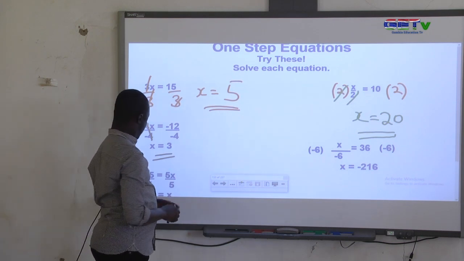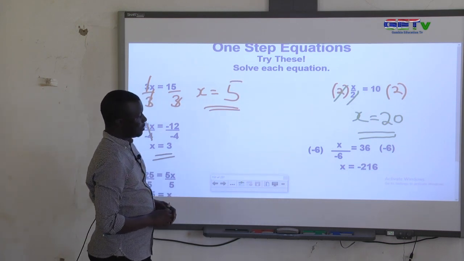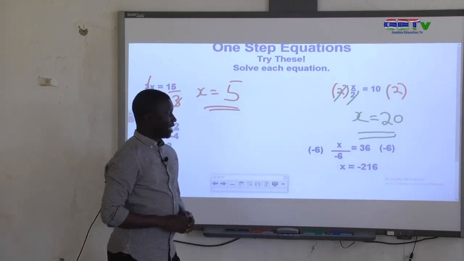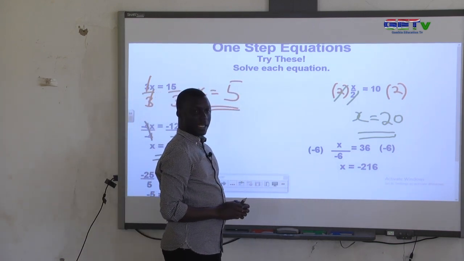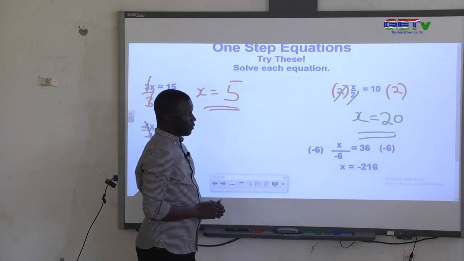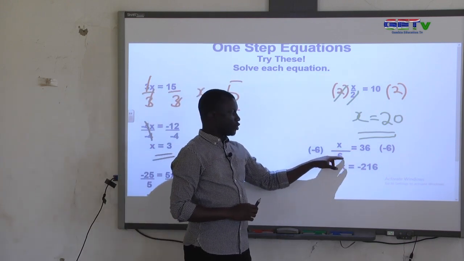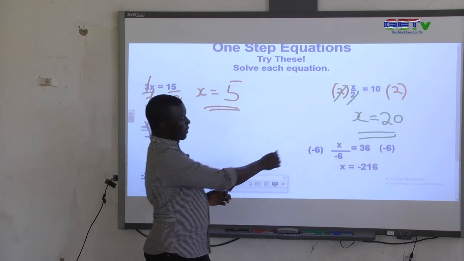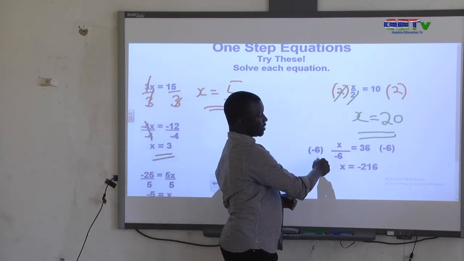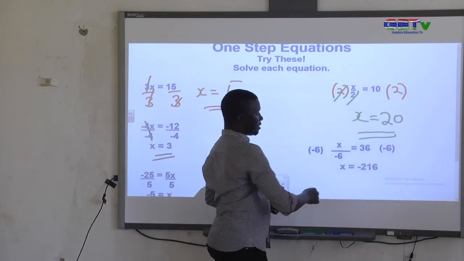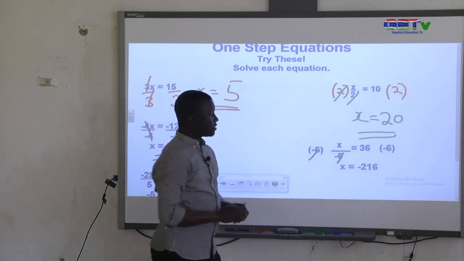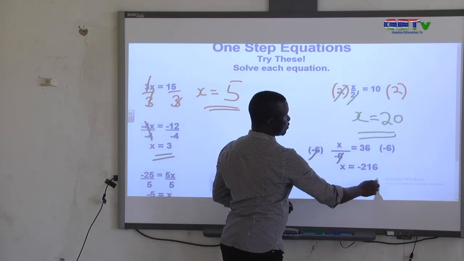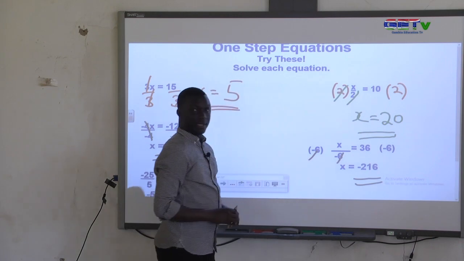Okay. Very similar to this one, we have another one here, x over negative 6 equals 36. We are dividing here, as you can see, because we are dividing x by negative 6. So we multiply both sides by negative 6. This negative 6 undoes this. So we have x is equal to 36 times negative 6, which is negative 216.